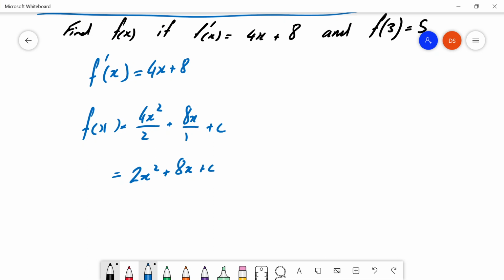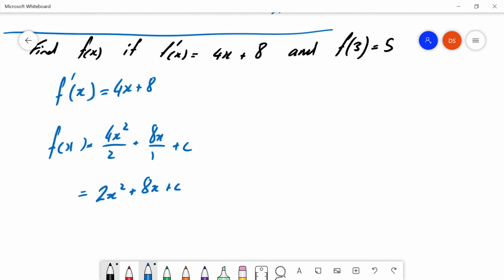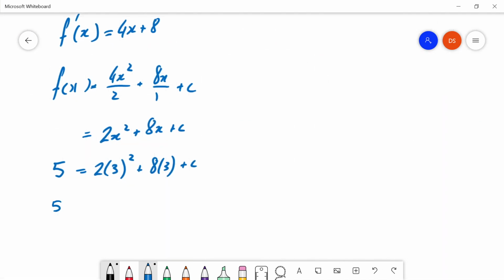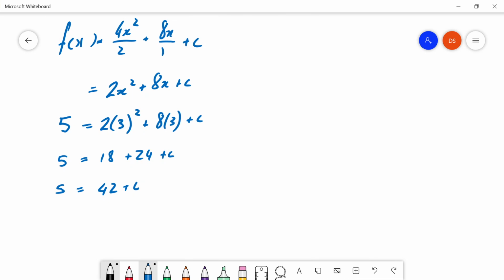Now we know that f of 3 is equal to 5. So we put 5 on the outside and make x equal 3. Let's keep working. 3 squared is 9, times 2 is 18. 8 times 3 is 24. So now you get 18 plus 24, which is 42, plus c, and then we can work out that c is equal to 5 minus 42, or c is equal to negative 37.